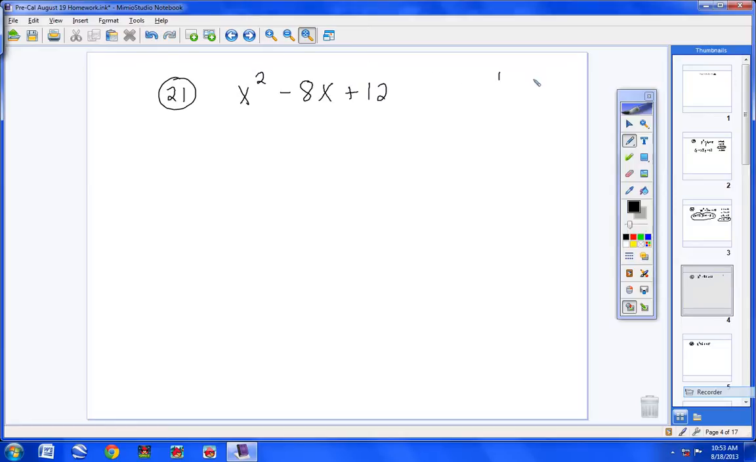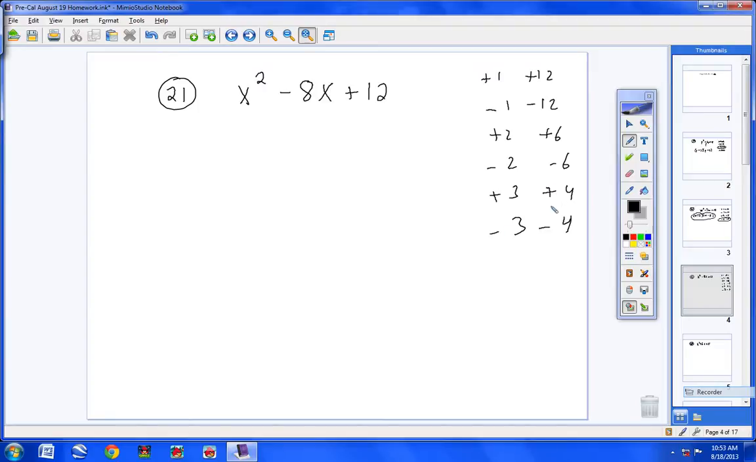So here we go. 1 times 12. We'll do each one twice. 1 times 12, 2 times 6, 2 times 6, 3 times 4, 3 times 4. And I do want a positive 12, so it would be a positive times a positive, negative times a negative, and we'll keep using that same pattern over and over.